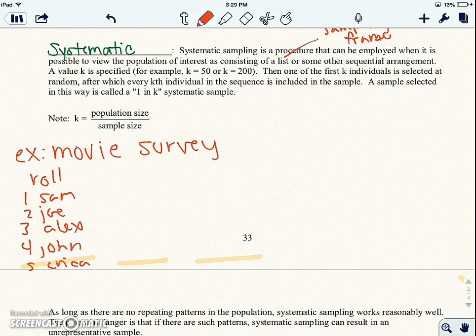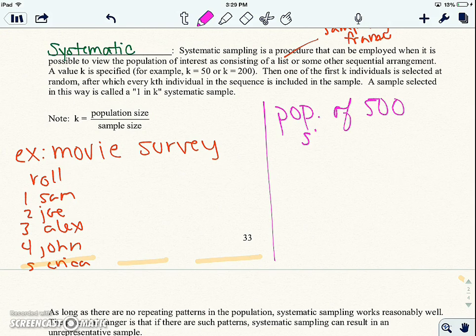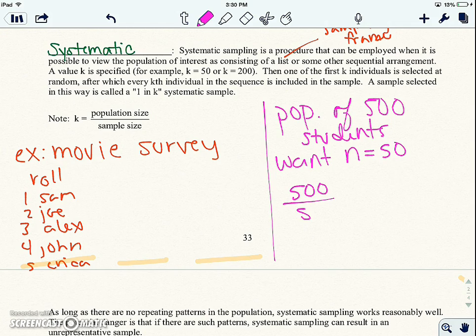Another way to do it is to say I have a population of 500 students, or 500 people at a specific movie, and I need to know how often I need to survey. Well, I want a sample size of 50. So here's my formula: 500 divided by 50 means I need to survey every 10th person coming out of the movie.